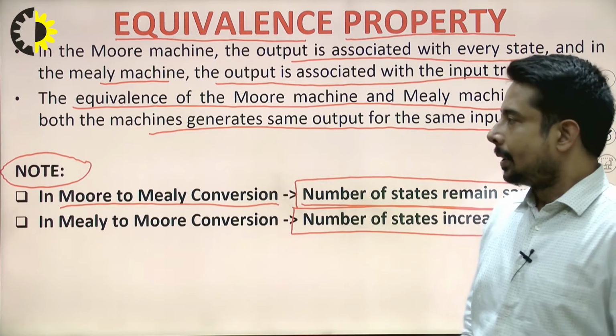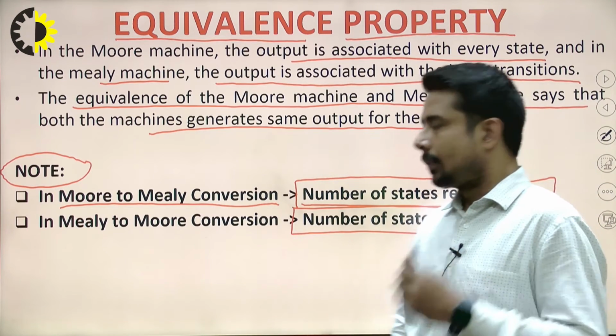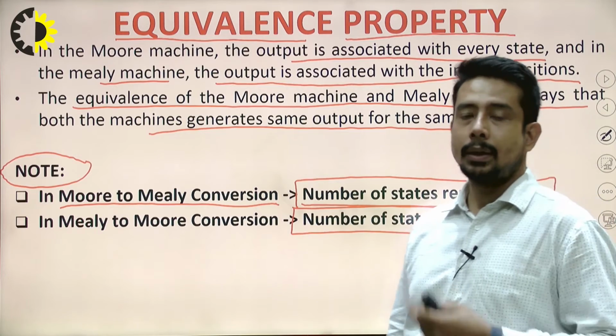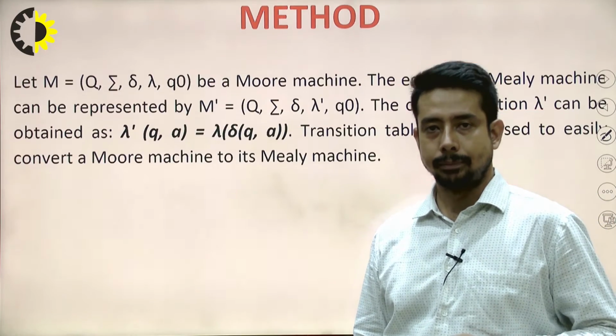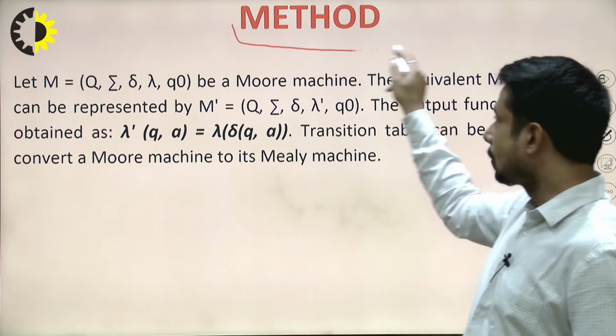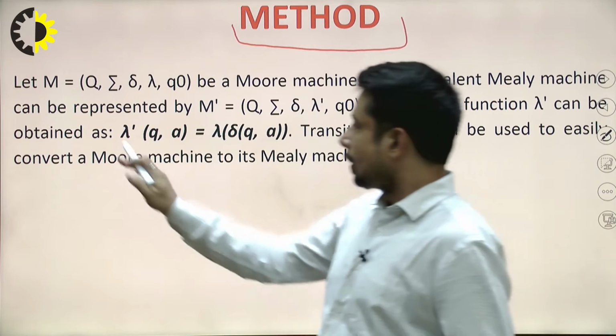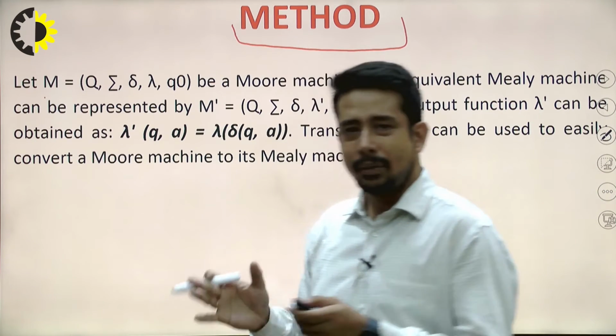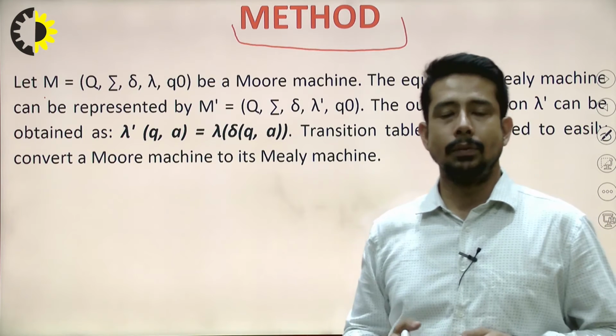Yes, sometimes it might be the same, but we will look into that once we come across different types of examples. Now the method: generally, what does the method say, how to convert this? The method generally says the same concept as the equivalence property.